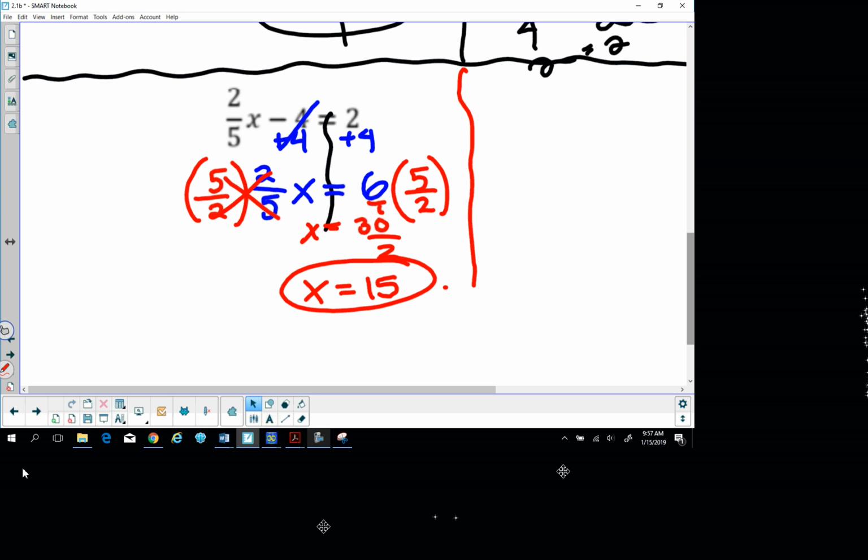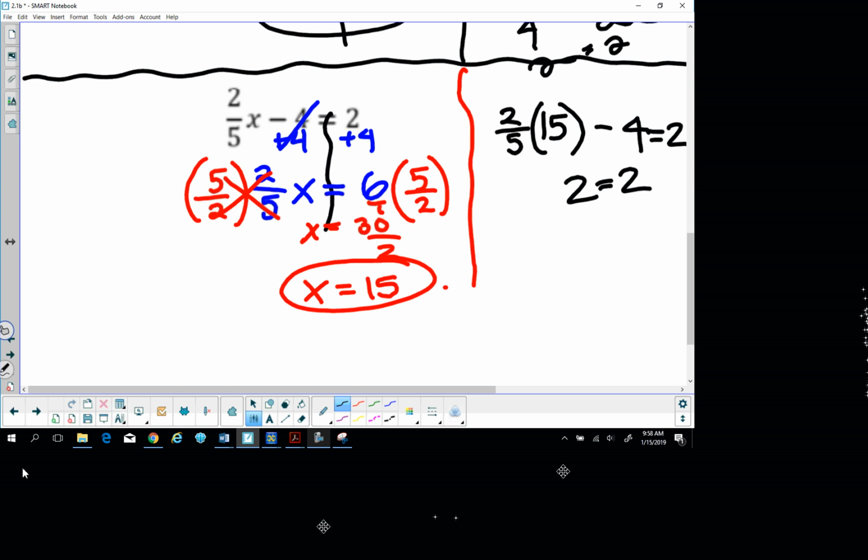So in your calculator, you would write 2/5, which you can do using that ND button, and then parentheses, instead of x, I'm going to put 15 minus 4. When you get that, your answer should be 2, which it is. And so when you get it equal to 2, I know it's supposed to equal 2, so I know I got it right.